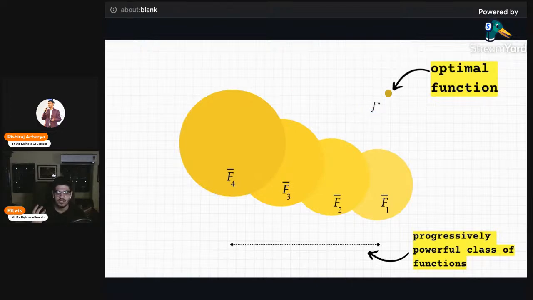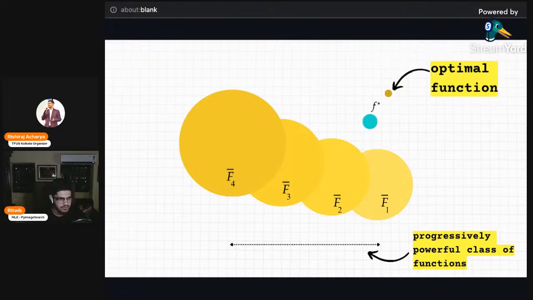We are trying to approximate f star with a more powerful f bar. However, with f4 bar or f3 bar or fn bar, not including the original f1 bar, it's kind of overlapping, but it's not including the original class of functions at all. So there's always a possibility that fn bar will never approximate f star, right?